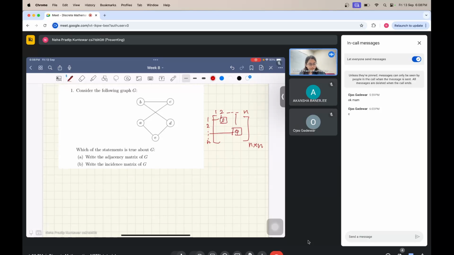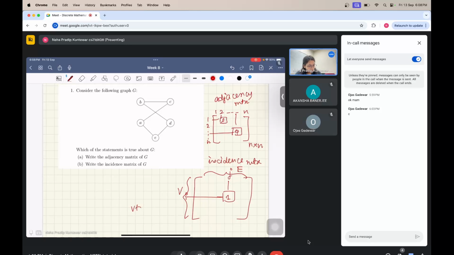So that is your adjacency matrix. And what is an incidence matrix? In an incidence matrix, the rows are labeled by vertices and the columns are labeled by edges, and for vertex i and edge j, you write 1 if and only if the vertex i is incident on edge j.